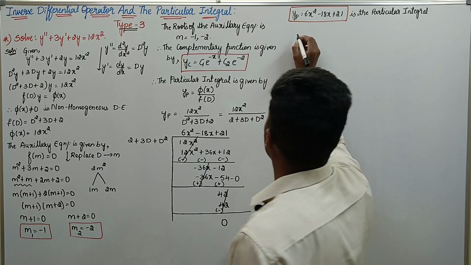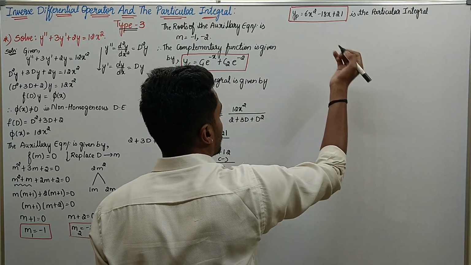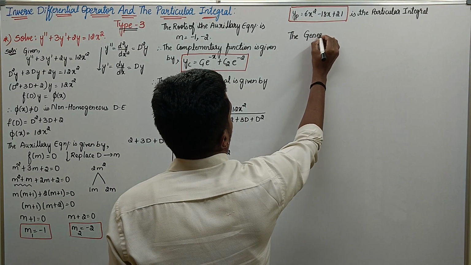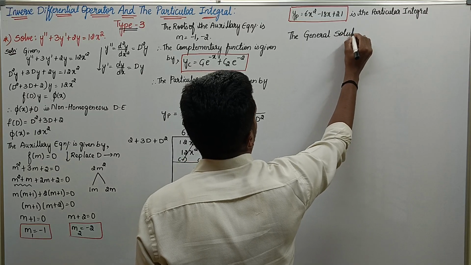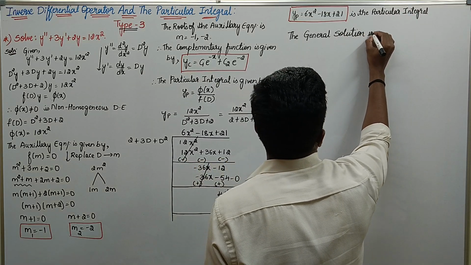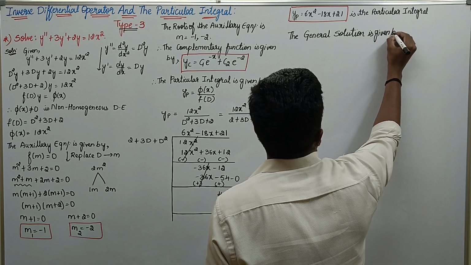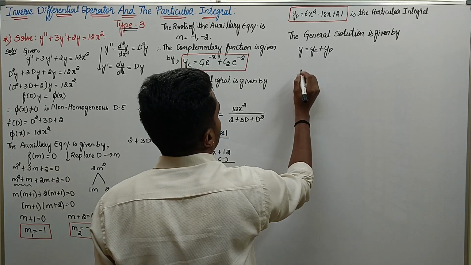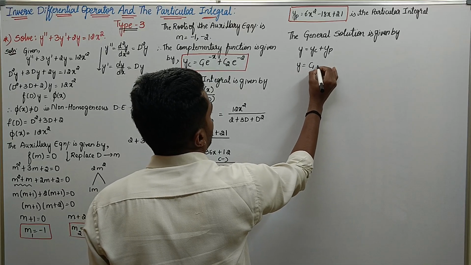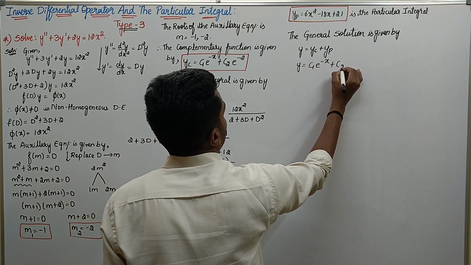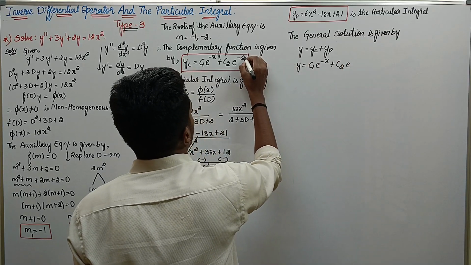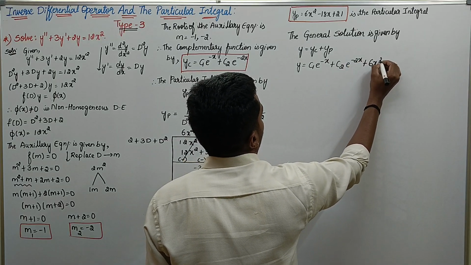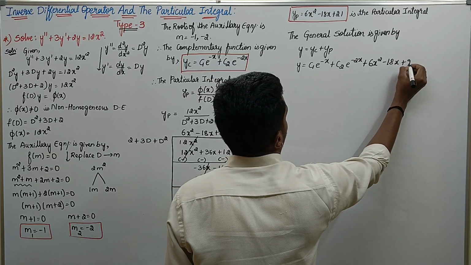Okay, we got the point. Next, what we are supposed to do? We are supposed to represent the general solution. The general solution is given by y equal to yc plus yp. What is yc? c1 e power of minus x plus c2 e to the power of minus 2x plus 6x square minus 18x plus 21.